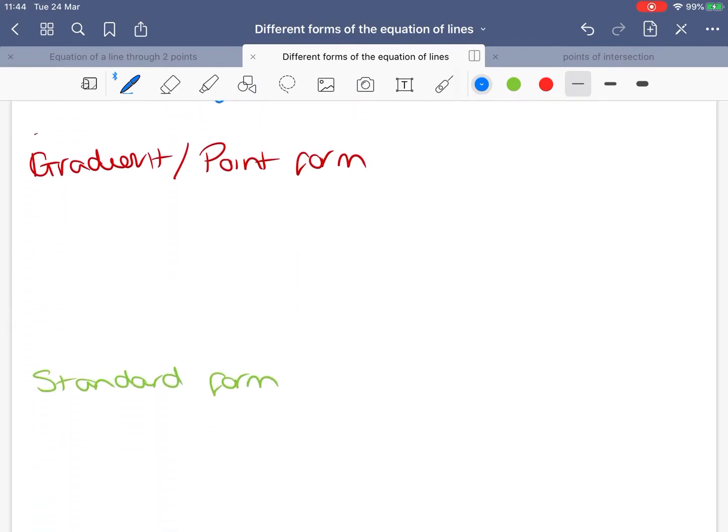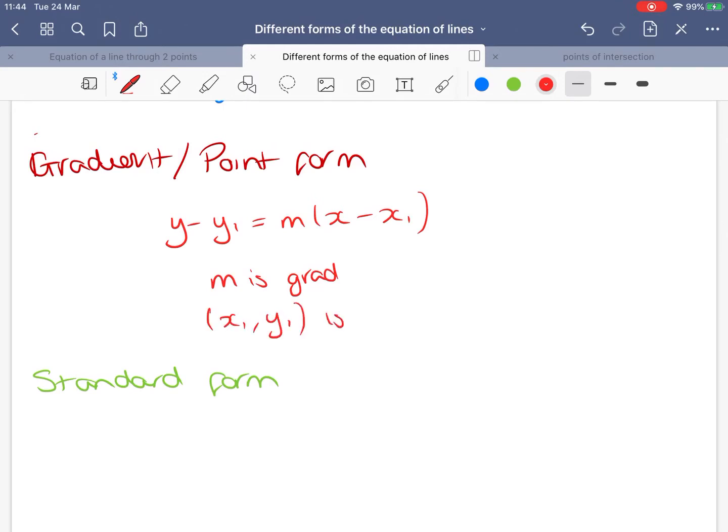And the first one is called the gradient point form. And this looks like this: y − y1 = m(x − x1), where m is the gradient. So just like the y = mx + c, m is the gradient. But the point (x1, y1) is a point on the line. Okay, so that's the second way that we can write the equation of a straight line.